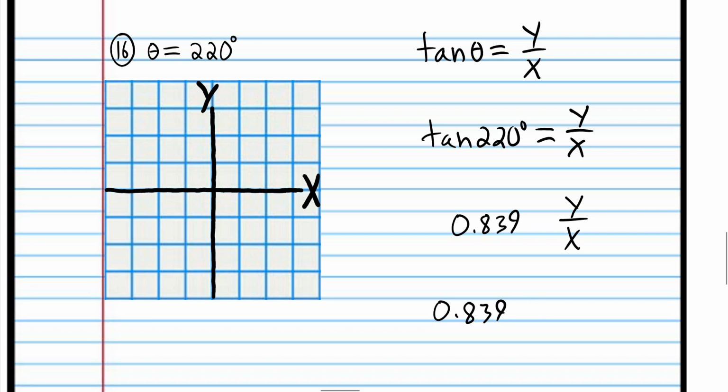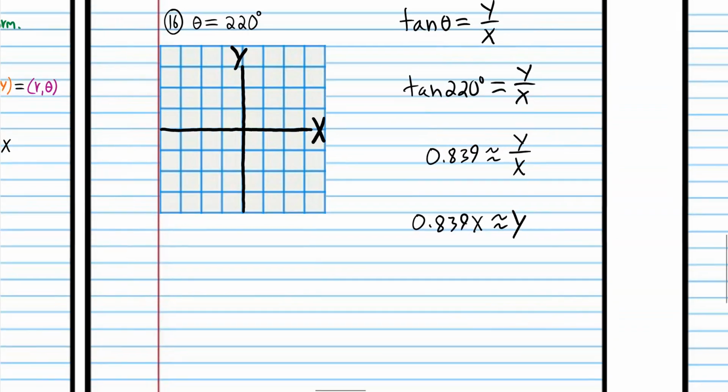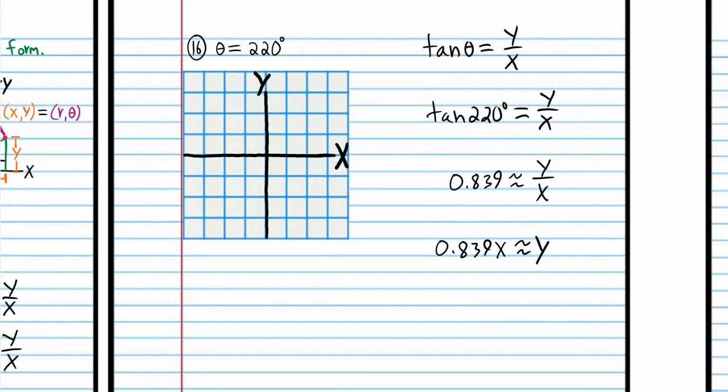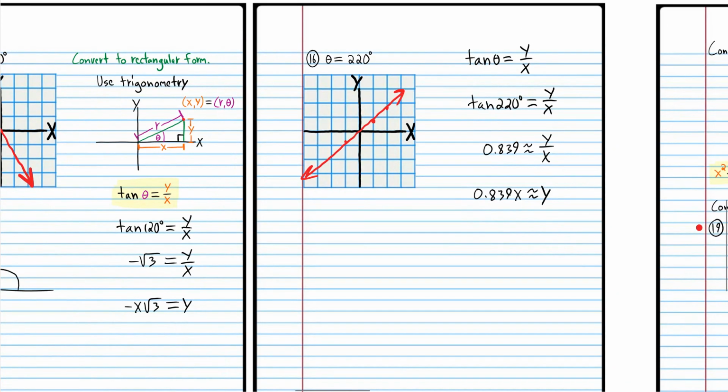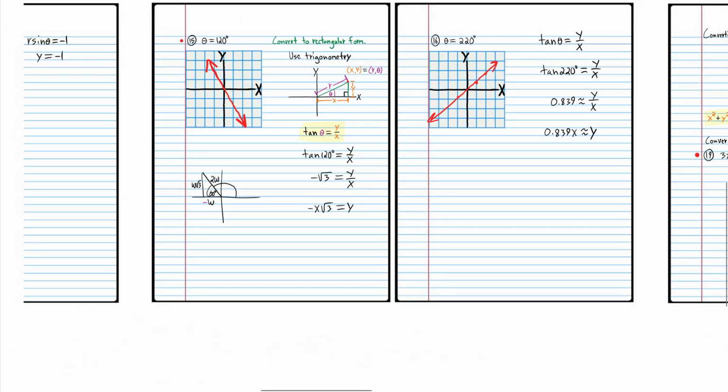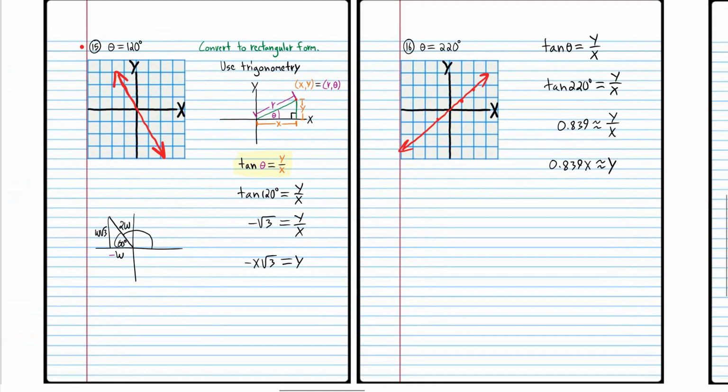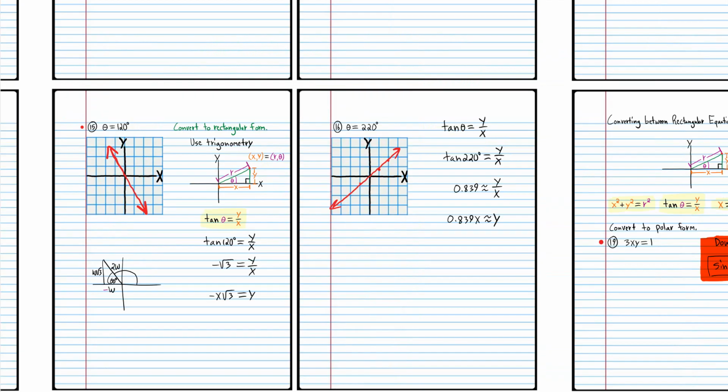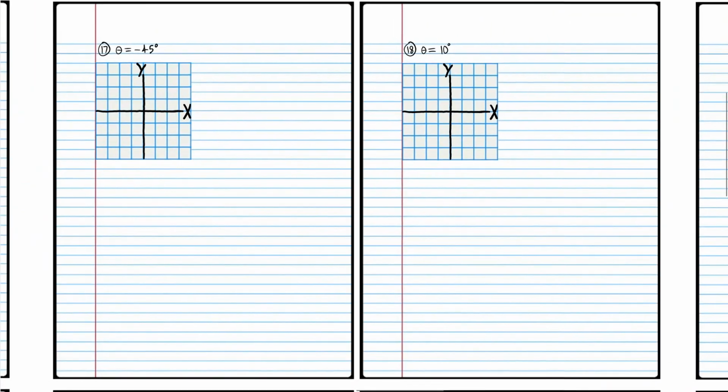You don't really have to write approximately equal to, but so now we're going to go to the right 1 and up 0.83, to the right 1 and up 0.83, so on and so forth. And then we can connect the dots. So that's a line going up from left to right. So I want you to take a picture of these two problems, and I want you to do number 17. When you come back, we'll do it together.